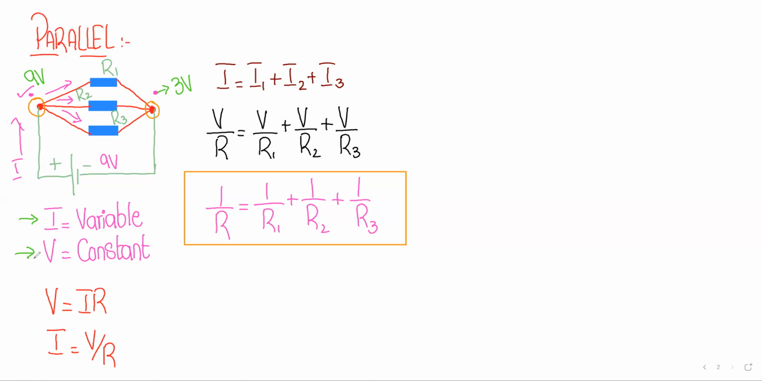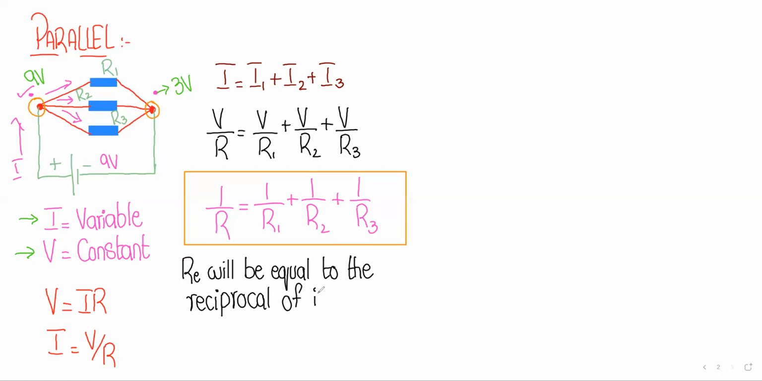So now we have the final conclusion, and if we write the final statement for it, the final statement will be like this: the effective or equivalent resistance in a parallel combination will be equal to the reciprocal of the sum of the reciprocals of the individual resistances, right?